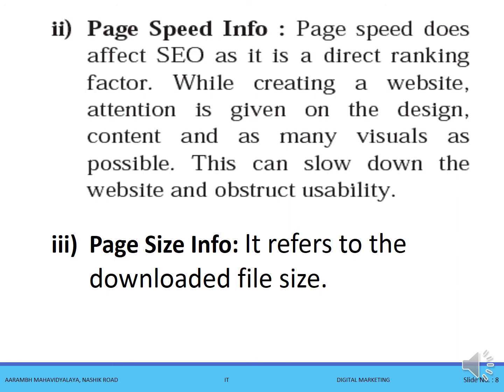And one more is page size info. It may happen that your website has different PDF files, different images, different videos, and you permit the user to download them. But while downloading, if the file is large, it will require more time to download, and naturally the user will avoid downloading those files. Therefore, when you permit specific things to the user, you should also concentrate on their size.